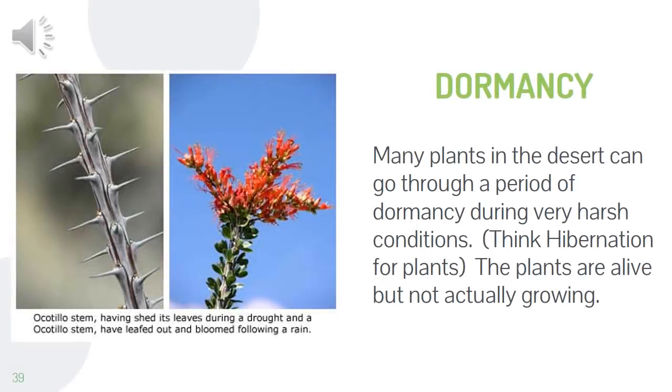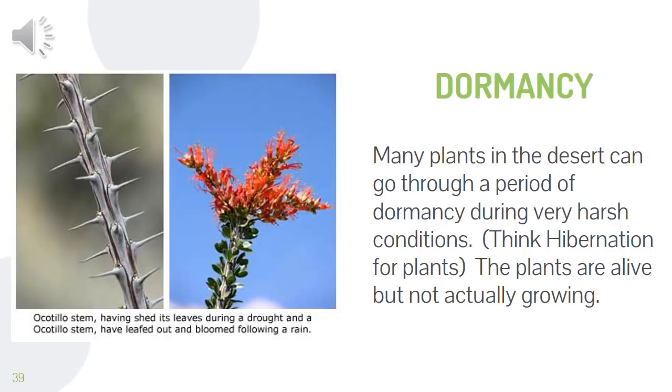Many plants in the desert can go through a period of dormancy during very harsh conditions. Think of this as like hibernation for plants. The plants are alive, but they're not actually growing. So they don't need as many resources because they're not using them to grow. So it's kind of like hibernation, where a bear maybe would go in and sleep for a long period of time and not need food or water. The same thing with the plant. They don't need to be able to carry out their normal functions.